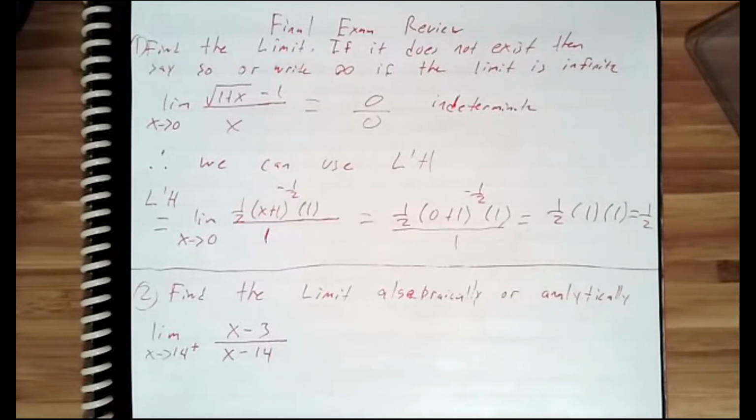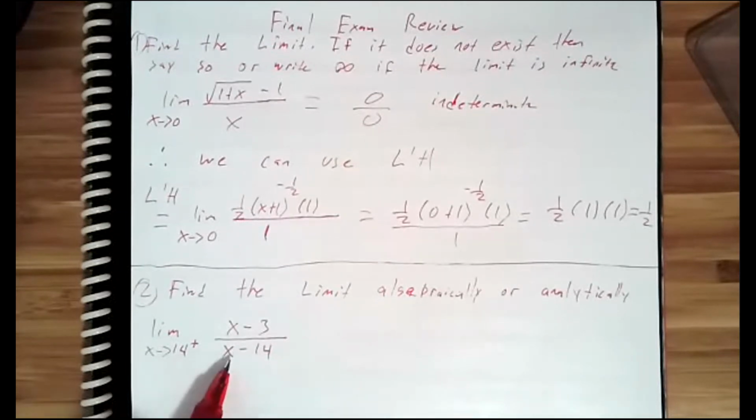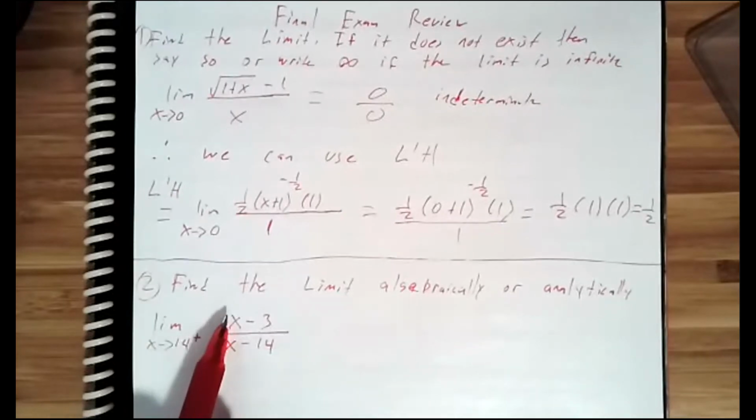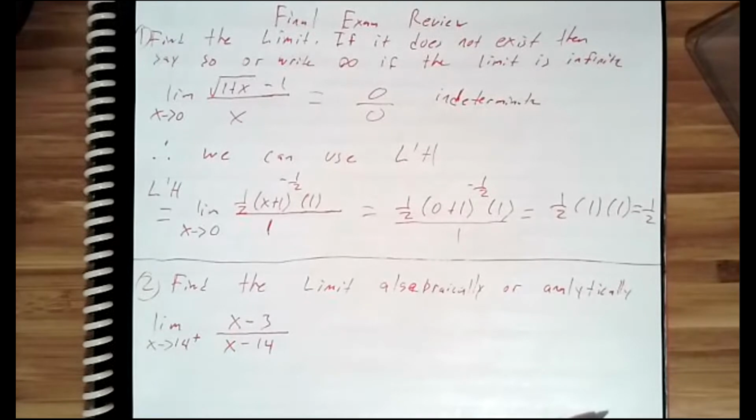So we're approaching from the right. So this means we should probably graph and see what's going on. Clearly we can't plug it in straight up, right? Because it makes 0 in the denominator, but not on the top. So I say graph it. I've also turned on Desmos for your final, so you should be able to open it up once it's time.